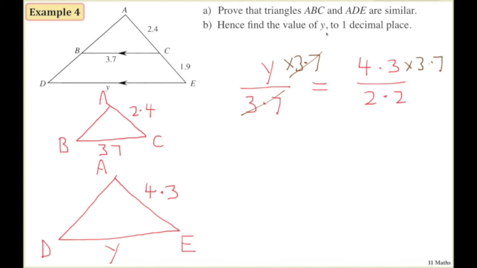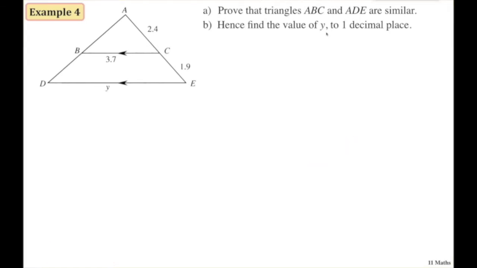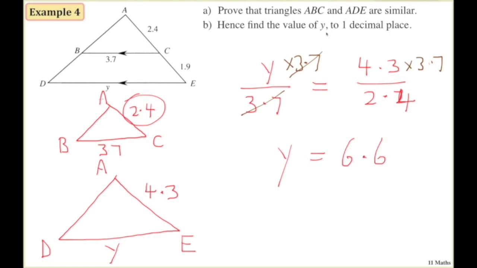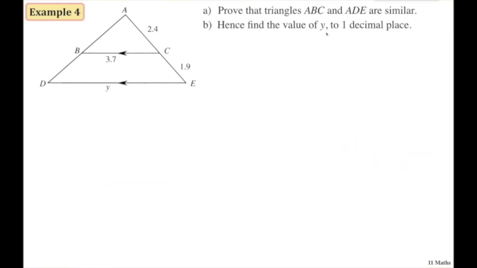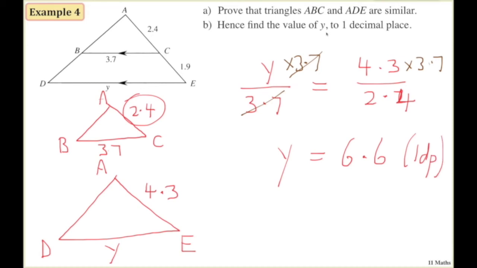Where did I get 2.2 from? Let's just correct that. You're probably wondering what was going on. That should be a 2.4 because it matches up with 2.4. So let's do that again. 4.3 over 2.4 times 3.7. Put that into the calculator and you'll end up to one decimal place, which is what the question asks, of 6.6. And there's the answer to example 4.